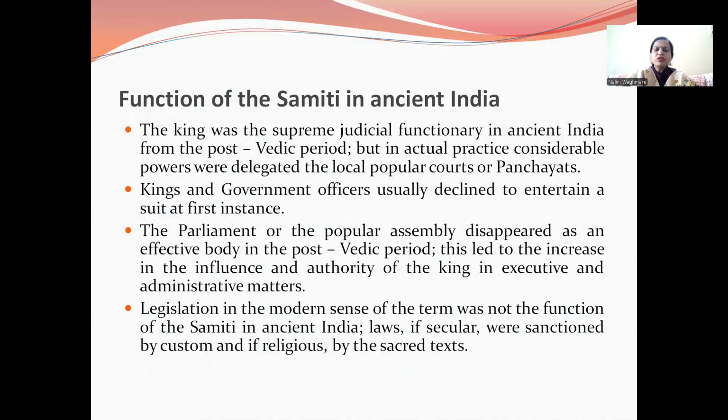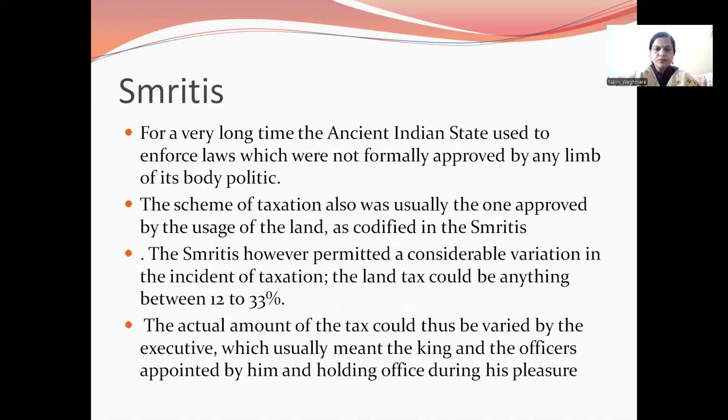Kings and government officers usually declined to entertain a suit at first instance. The parliament or the popular assembly disappeared as an effective body in the post-Vedic period. This led to the increase in the influence and authority of the king in executive and administrative matters. Legislation in the modern sense of the term was not the function of this Samiti in ancient India. Laws, if secular, were sanctioned by custom, and if religious, by the sacred text.